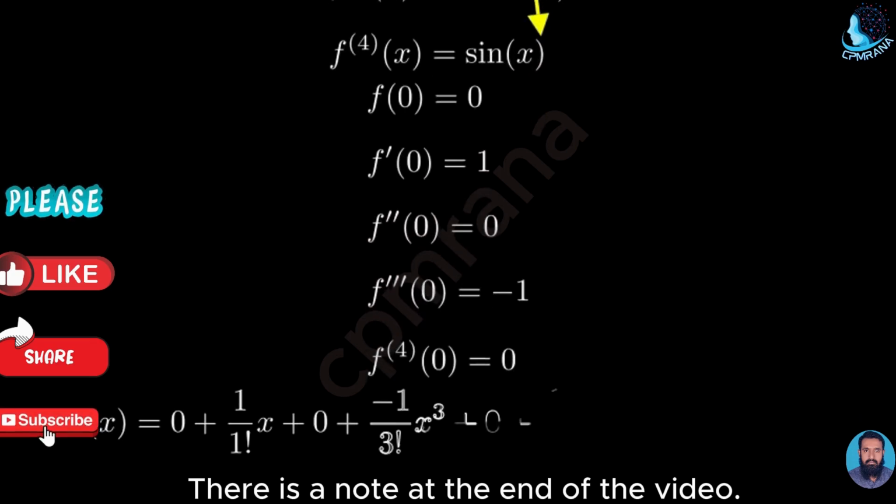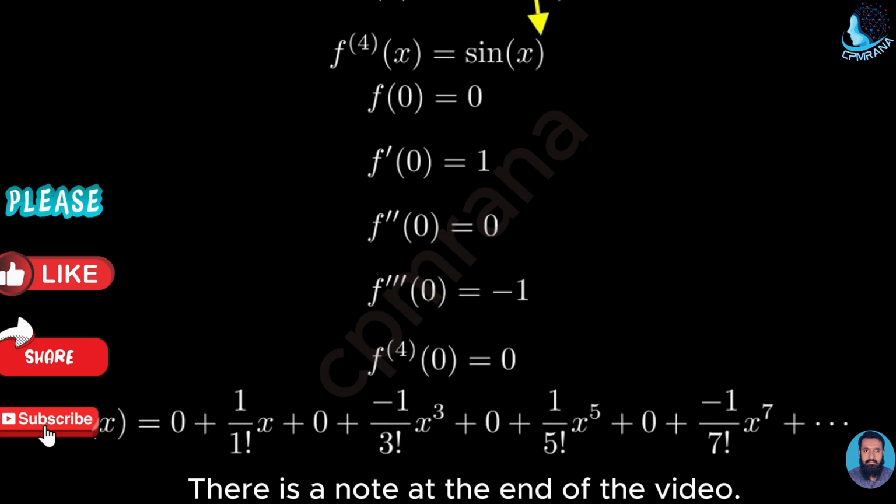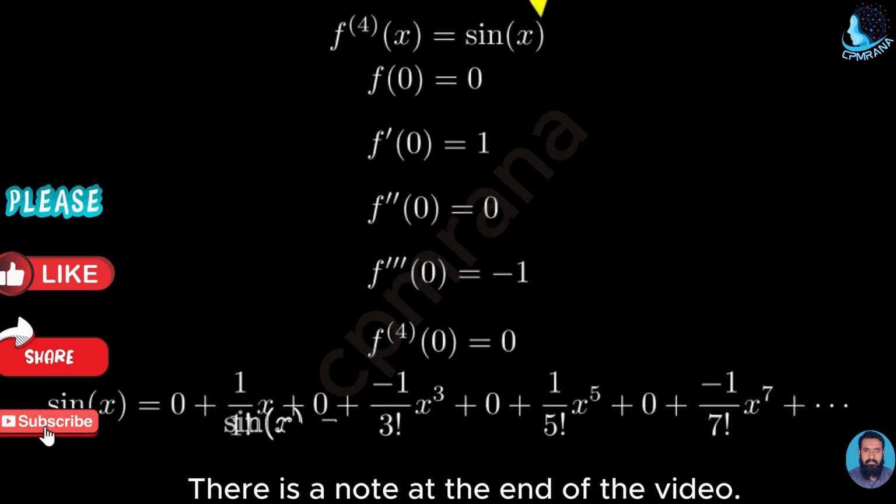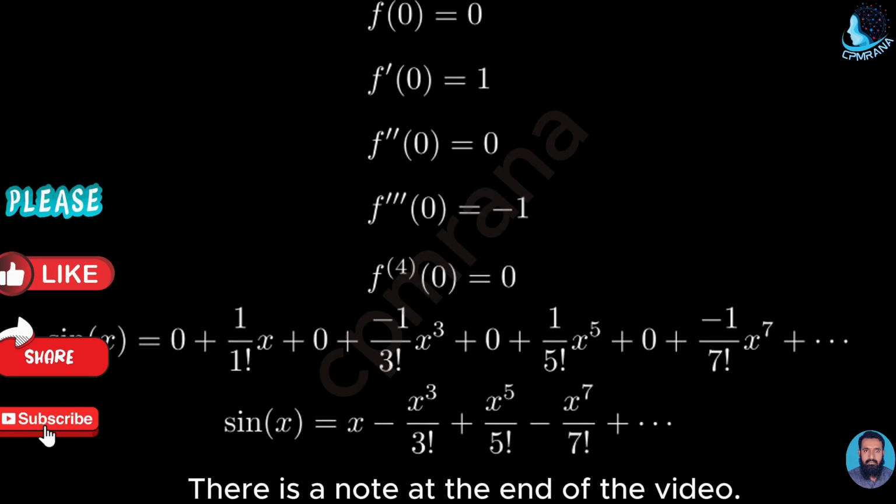The first term is 0. The second term is x over 1 factorial. The third term is 0. The fourth term is negative x cubed over 3 factorial. This pattern continues, giving us terms with only odd powers of x, alternating between positive and negative.